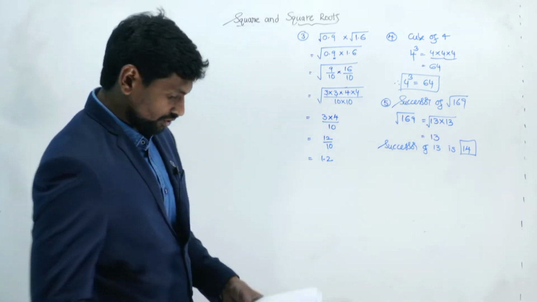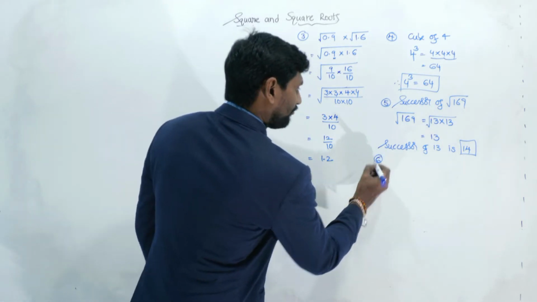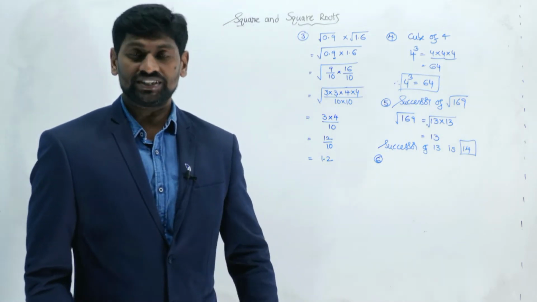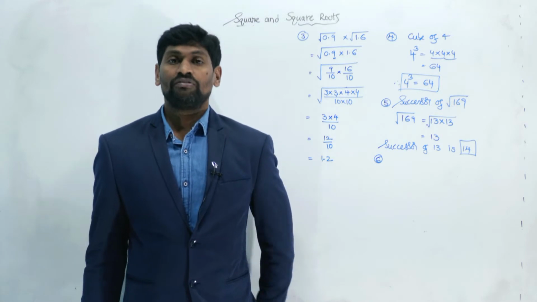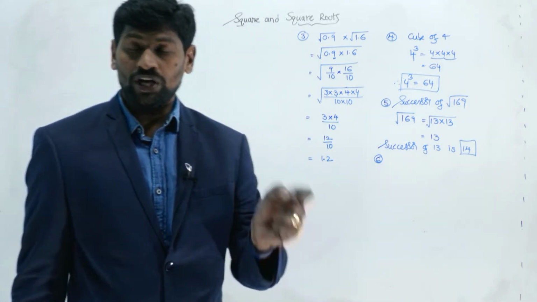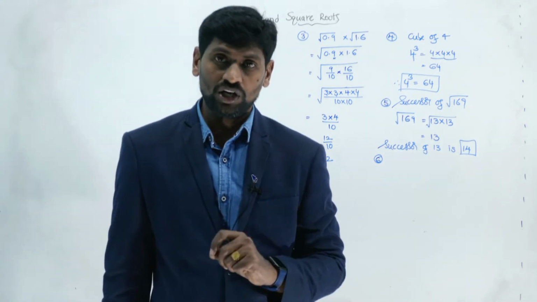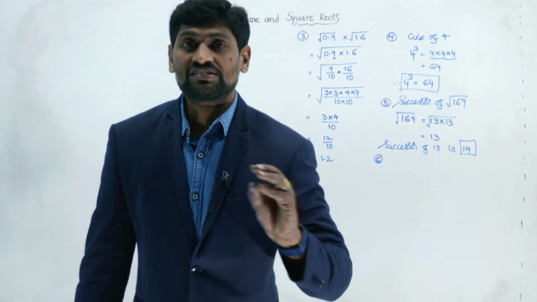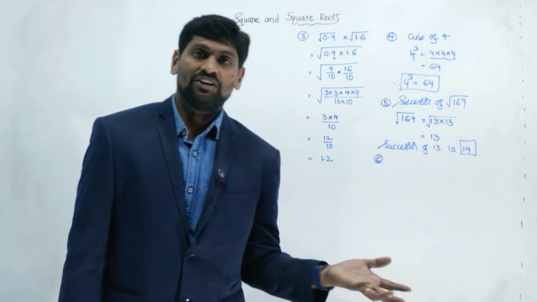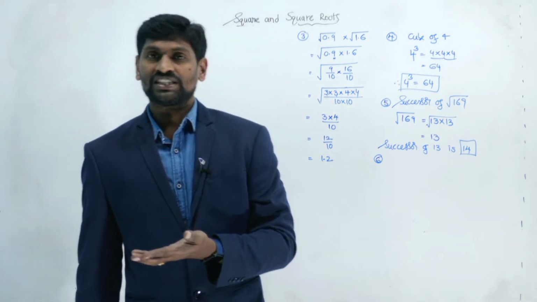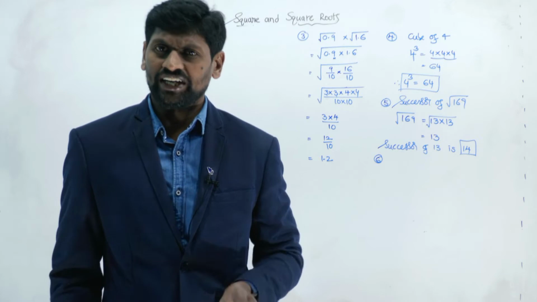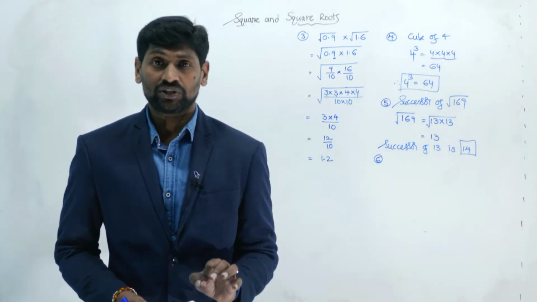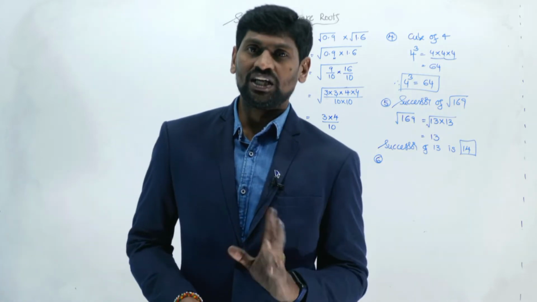Coming to question number 6. Among the following, which is not a perfect cube? We have a rule for perfect squares: a perfect square never ends with 2, 3, 7, or 8. If any number ends with these digits, we can say it is not a perfect square. But for a perfect cube, we need to check by doing the problem.